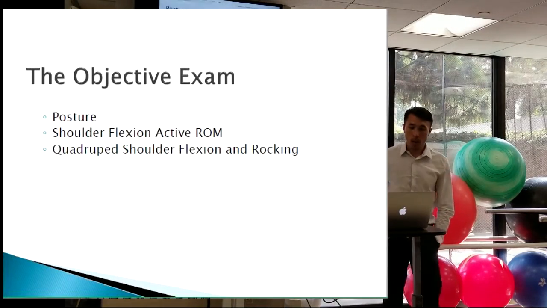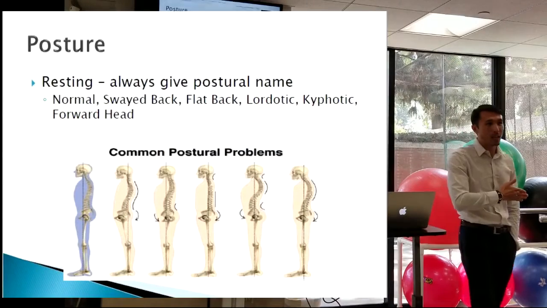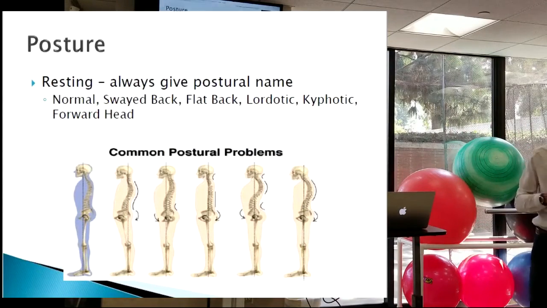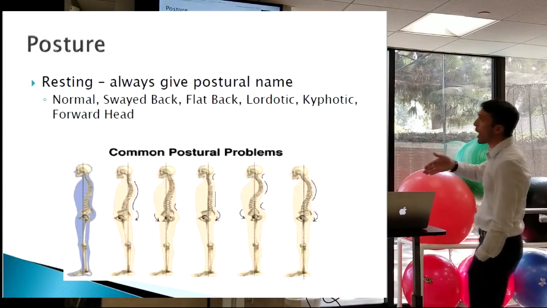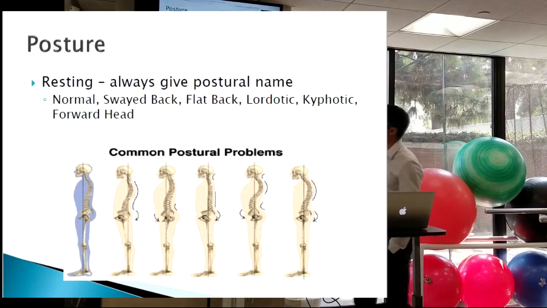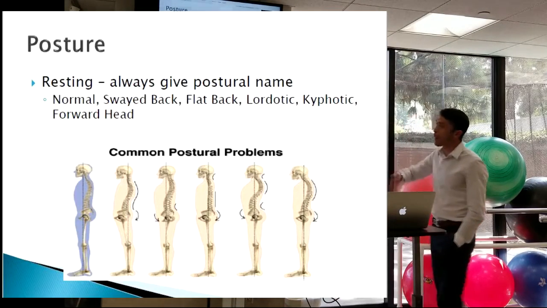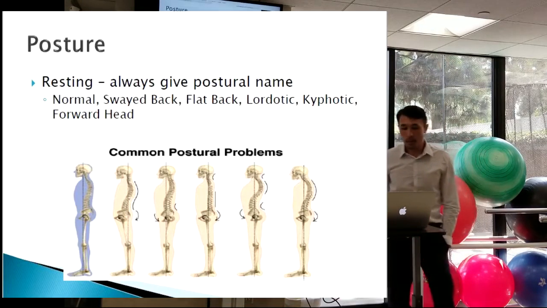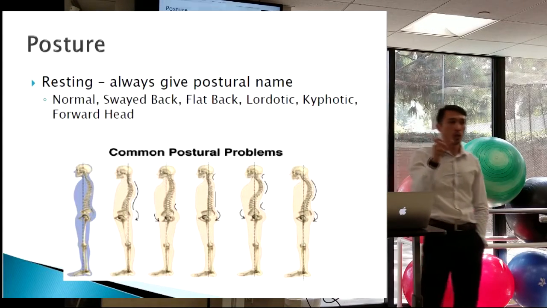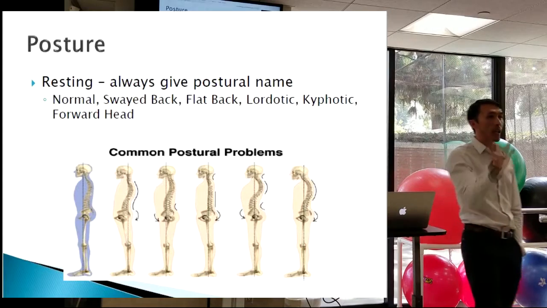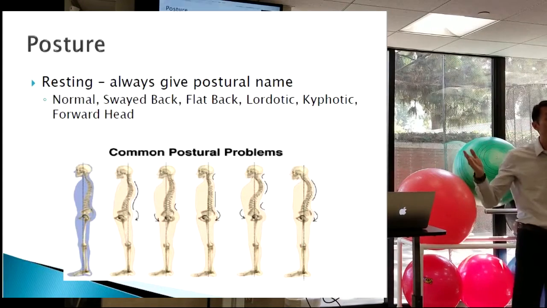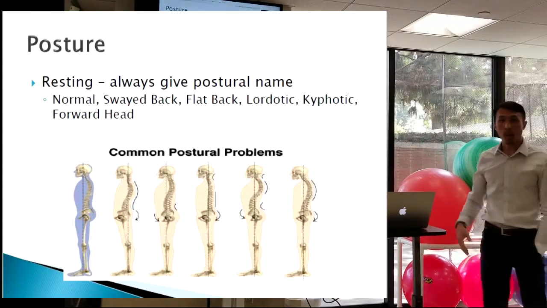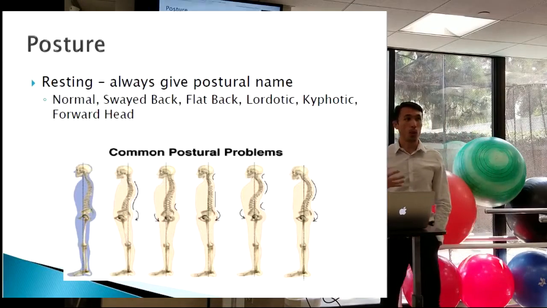So when we look at posture, it's always good to take a step back and just say, what's the general name of the posture? Is it a normal posture? Is there a sway back? Is there a lordotic posture, flat back? Because even though you're treating a specific source, if you just change the general standing and static posture, sometimes your symptoms improve right there and then. Because the body's going to figure out how to get it back to where it's comfortable.